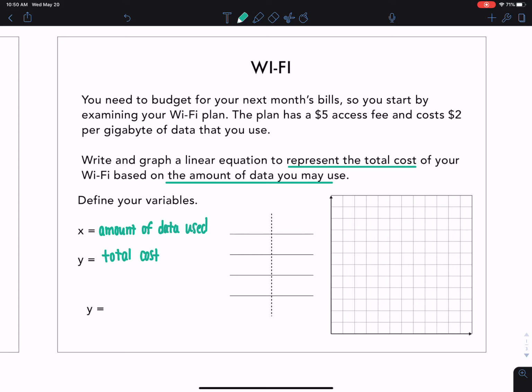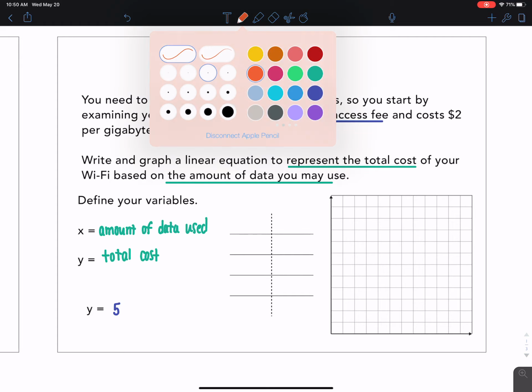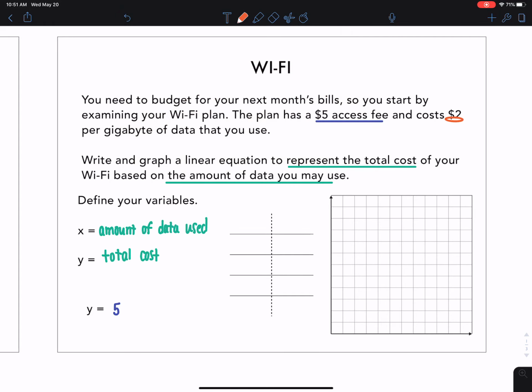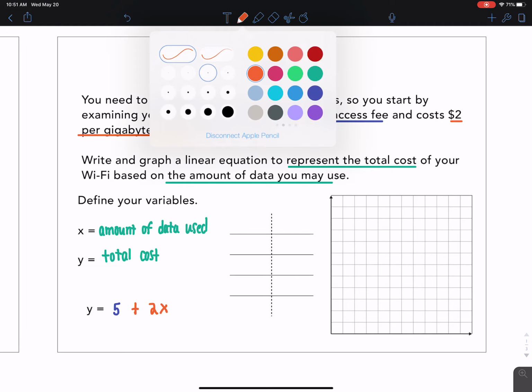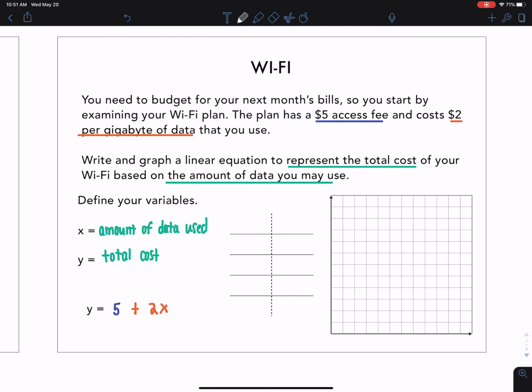So in this case, we have a $5 flat access fee. So it's going to cost $5. And then anytime you see the word per, that's usually going to be your slope, if they give you a problem with the slope in it. So $2 per gigabyte. So we're going to have plus $2 times every gigabyte of data that we use. And then this is technically in slope-intercept form, but we can get some points as well.